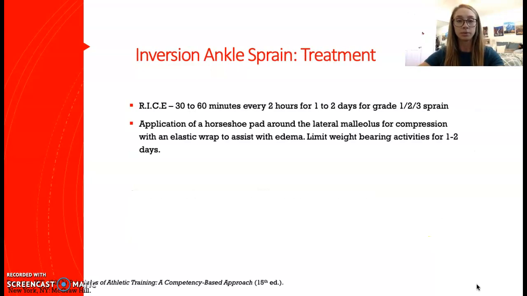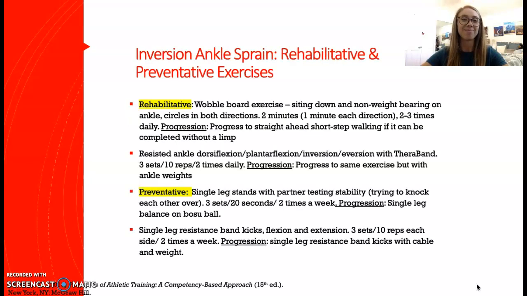So the treatment is really, RICE is going to be important for about 30 to 60 minutes every 2 hours for 1-2 days for grades 1 through 3 sprains. And also an application of a horseshoe pad right over that lateral malleolus for compression with a wrap is going to help with the edema or swelling that they might have. And also limiting any weight-bearing activities, especially if it's a grade 3 sprain. You want to make sure that's going to heal right.